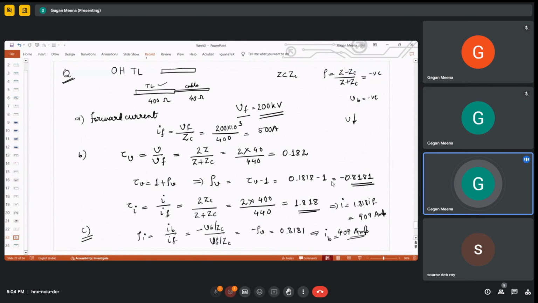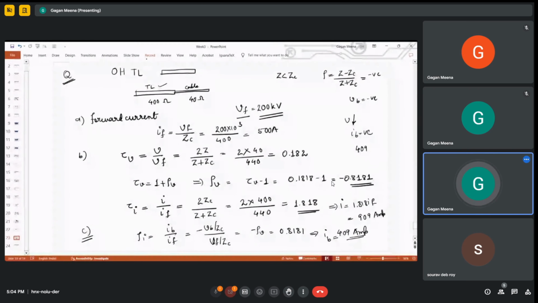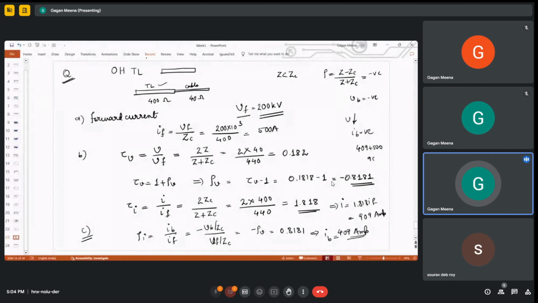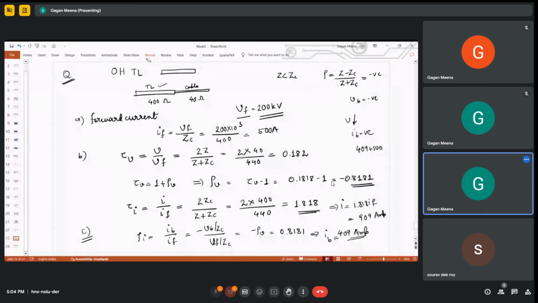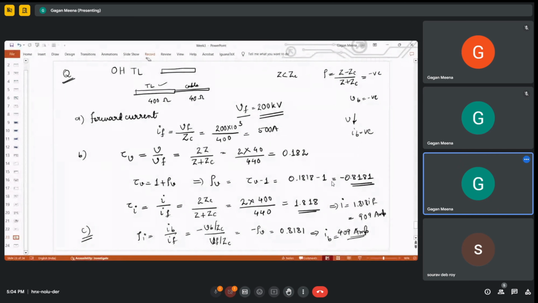Because here Z is less than ZC, VB becomes negative and IB becomes positive. So the reflected voltage wave has an increased current, which equals 409 plus 500, so it is 909.